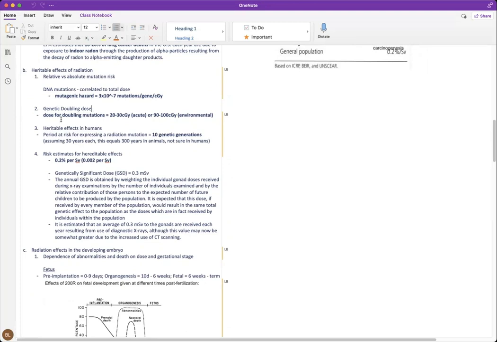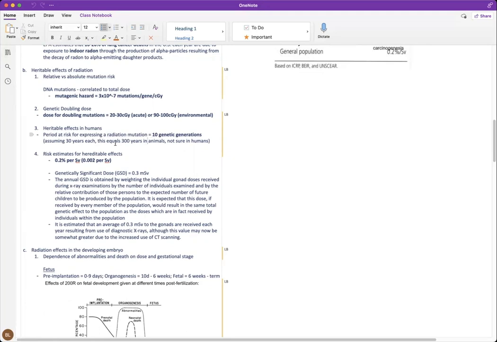Genetic doubling dose: the dose for doubling mutations is 20 to 30 centigray for acute or 90 to 100 centigray environmental. Heritable effects and mutations: the period at risk for expressing a radiation mutation equals 10 genetic generations. So if humans have kids every 30 years, then 10 genetic generations is 300 years, and that's the period in which you could still express a mutation from a radiation exposure.